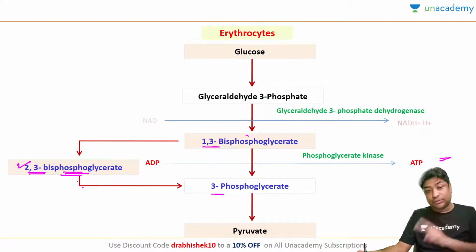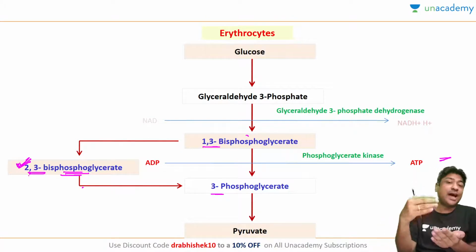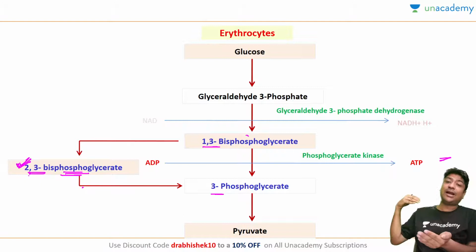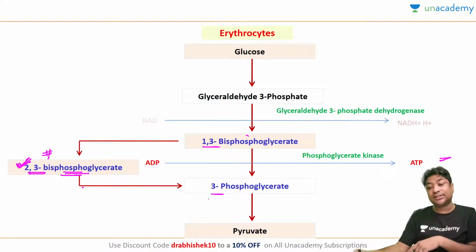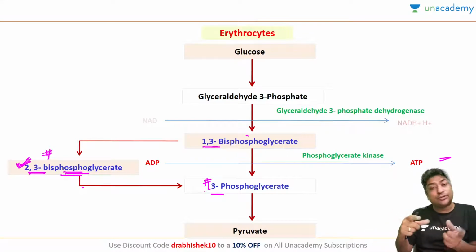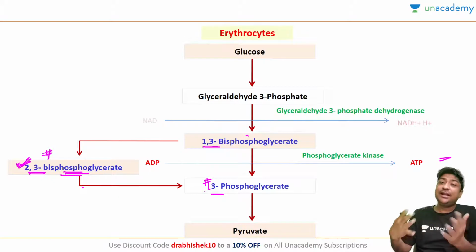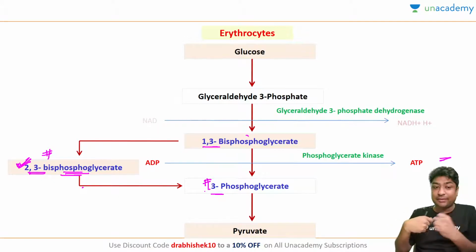So this 2,3 bisphosphoglycerate is formed, and when the work of 2,3 bisphosphoglycerate is over, which means when the RBC is returning back to the lung to get the oxygen, then again this 2,3 bisphosphoglycerate is converted into 3-phosphoglycerate. So there is no more 2,3 bisphosphoglycerate, and the RBCs can take the oxygen in a better way.